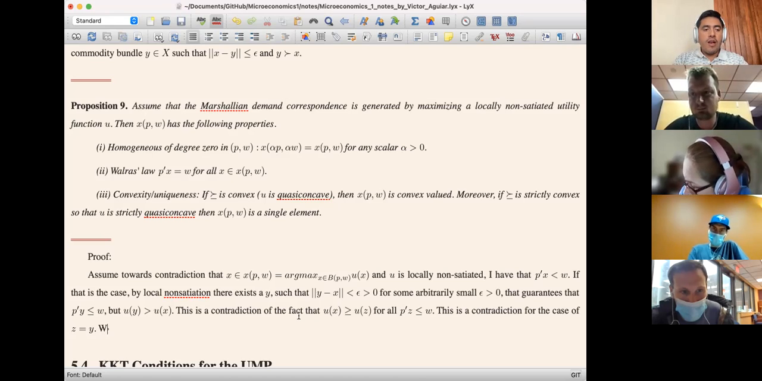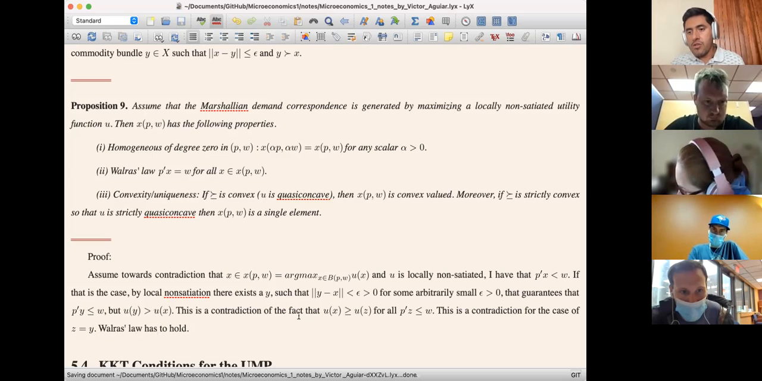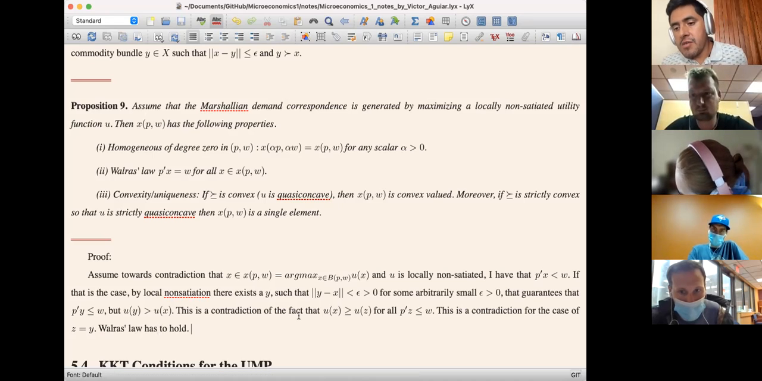It concludes that Walras' law has to hold, okay? So 2 holds. Is everyone convinced about the proof?